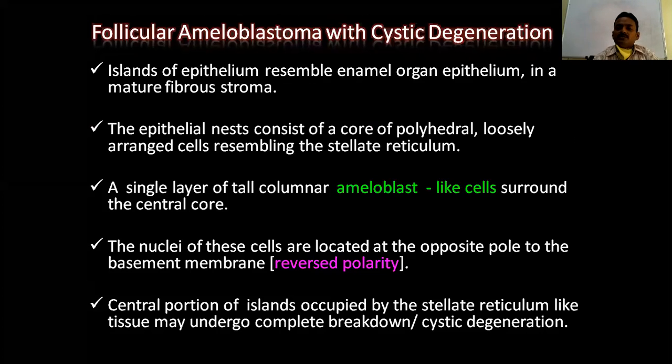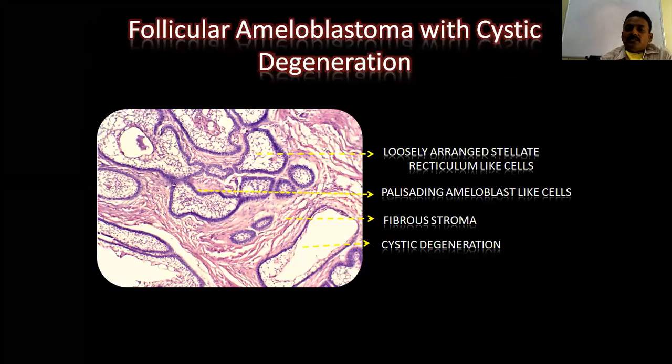Coming to the follicular ameloblastoma with cystic degeneration, the islands of epithelium resemble the enamel organ epithelium in mature fibrous stroma. The epithelial nest consists of a core of polyhedral, loosely arranged cells resembling the stellate reticulum pattern. A single layer of tall columnar cells are appreciated along the ameloblast-like cells which surround the central core. This is the central core of cells where we can see the loosely arranged stellate reticulum-like cells, and the palisading ameloblast-like cells are seen around the loosely arranged fibrous stroma.